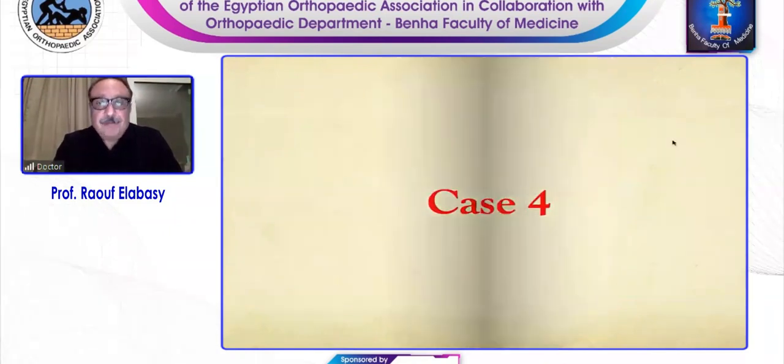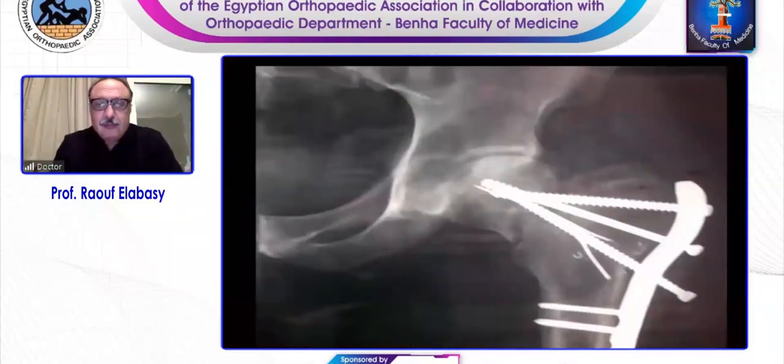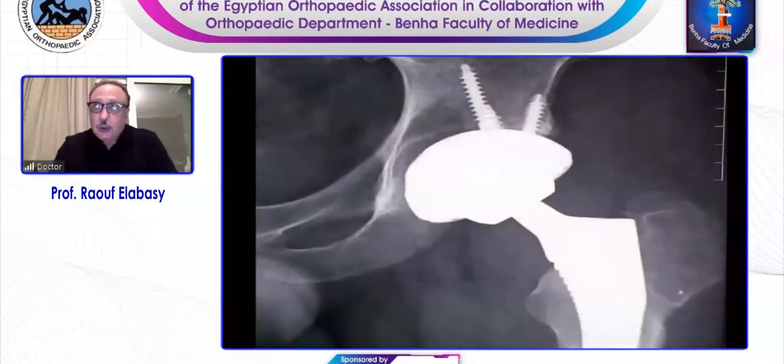Case number 4. This 52 years old patient with fracture neck of the femur, transcervical fracture, which was fixed with a proximal femoral plate, with non-union. So we took the decision to take off the metalwork and to do a total hip replacement to allow early restoration of function and back to work.